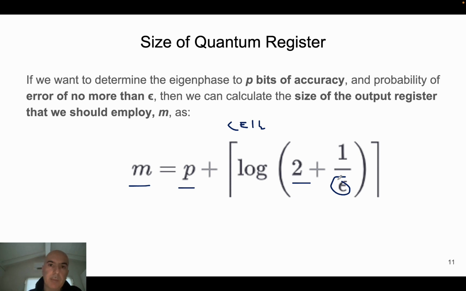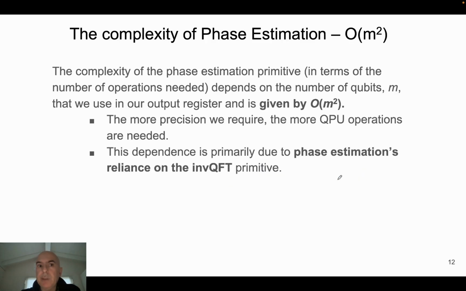That is our precision. I want to say also something about the complexity of the phase estimation quantum computing primitive. It turns out that it is big O of m squared, where m is the number of qubits of the output quantum register. So the complexity of the phase estimation, in terms of the number of operations that are needed to perform it, depends on the number of qubits m of the output quantum register. And this complexity is big O of m squared. Obviously, the more precision we require, the more QPE operations are needed.